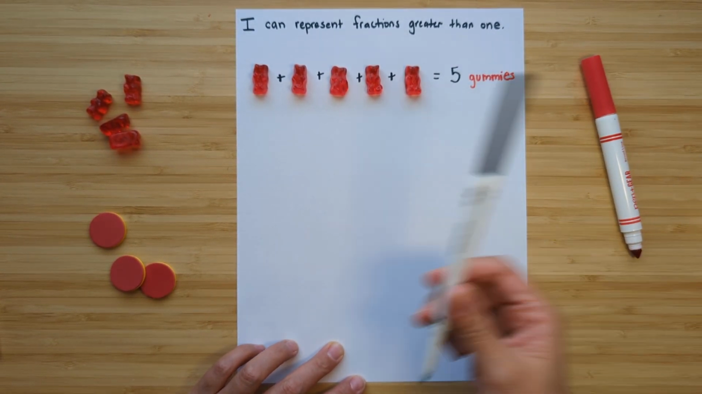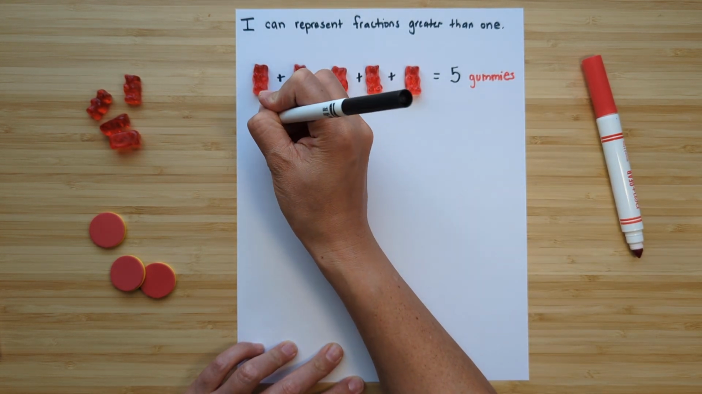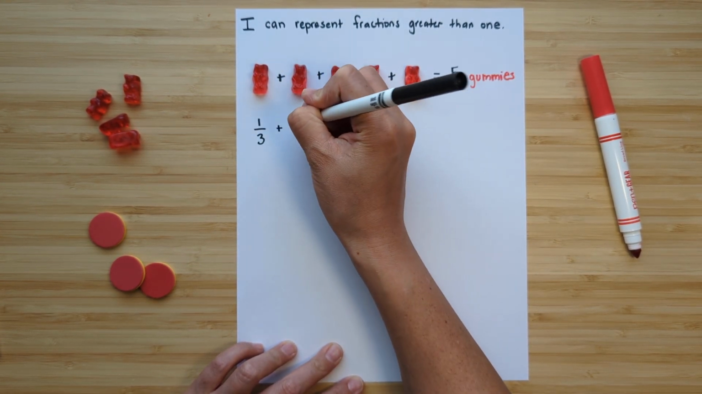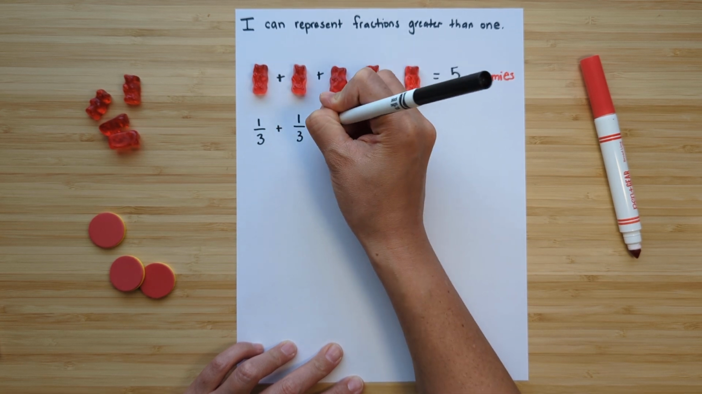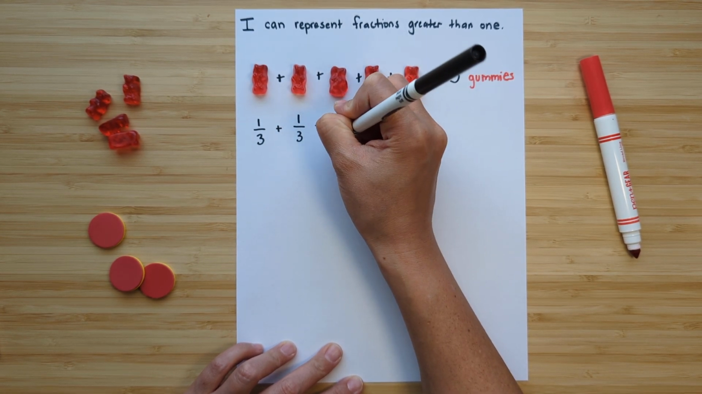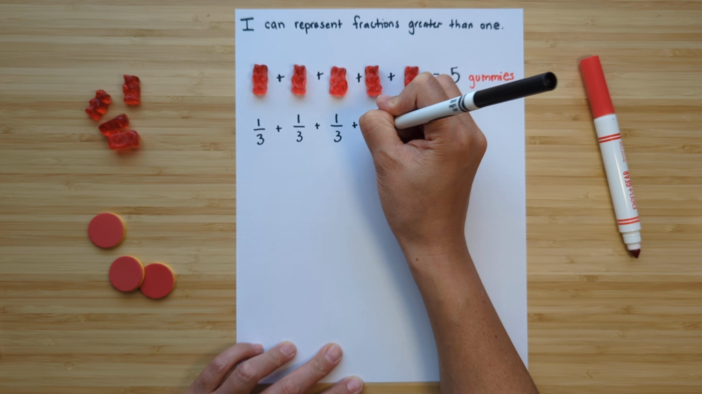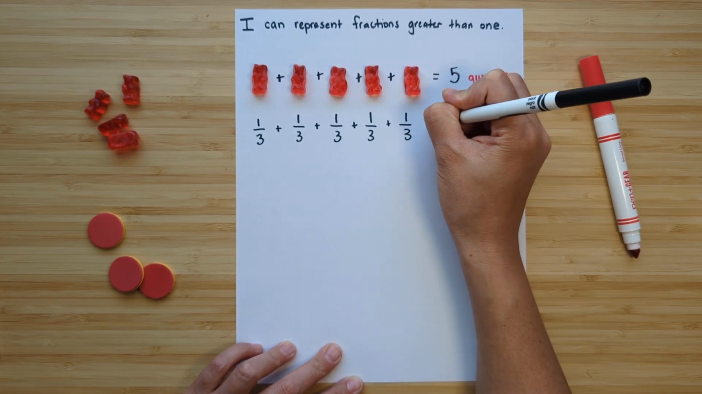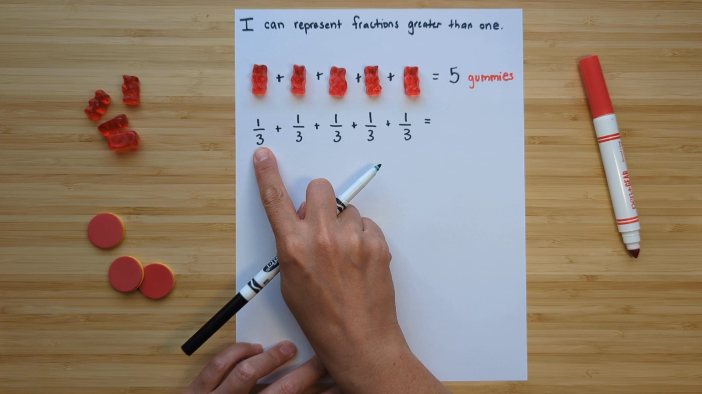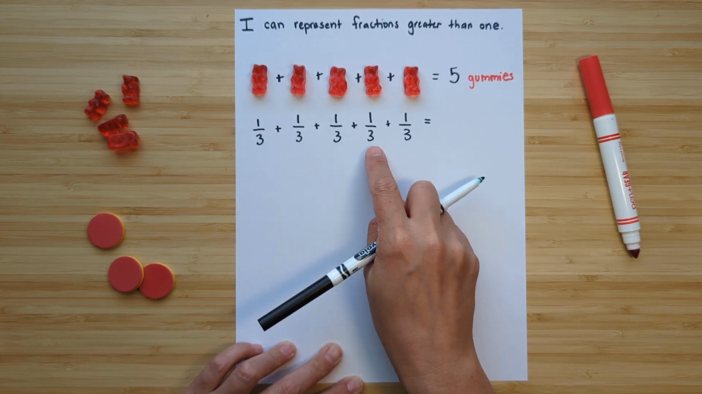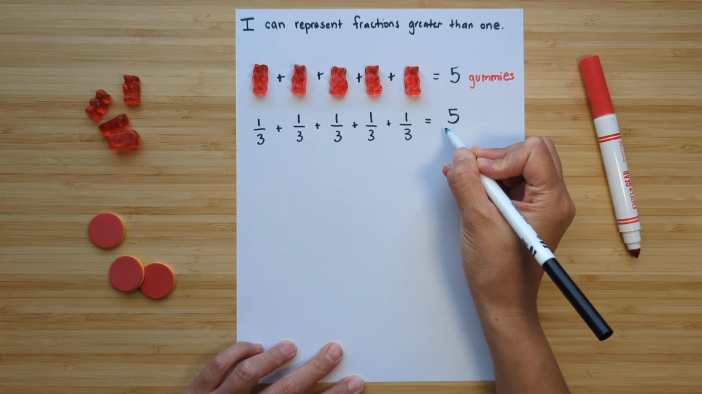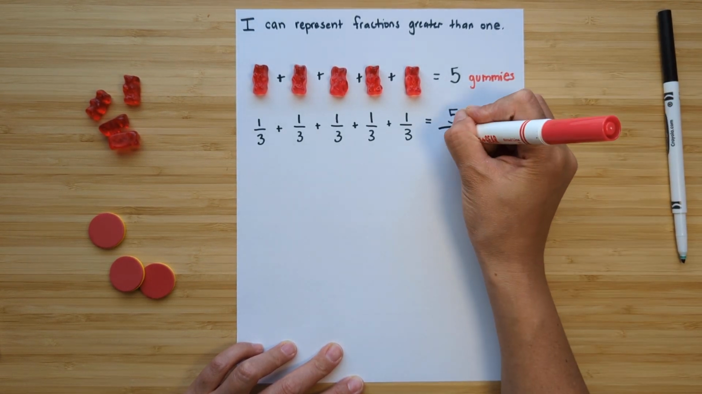Okay, now stay with me. What if you had 1/3 plus 1/3 plus 1/3 plus 1/3 plus 1/3? That is equal to, so 1/3 plus 1/3 plus 1/3 plus 1/3 plus 1/3 is equal to 5/3.